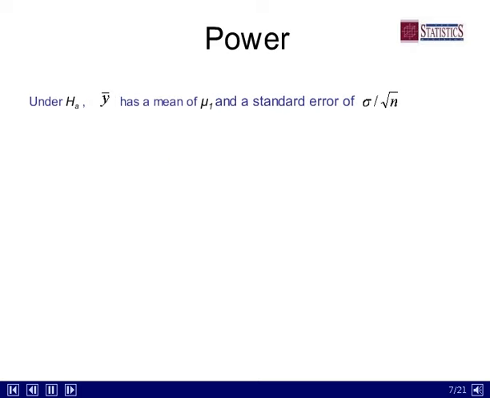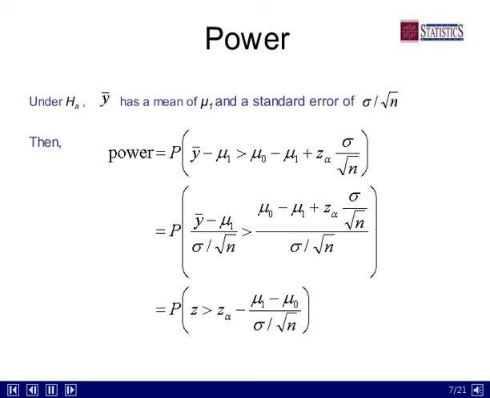So under HA, y bar has a mean of mu1 and the standard error of sigma over square root n. I've already stated that, so I'm just restating it. Basically, we've re-standardized using mu1 instead of mu0. So first I subtract mu1 from both sides. Notice I no longer need the given mu equal mu1 part because I'm using that inside. Then I need to divide both sides by sigma over square root n.